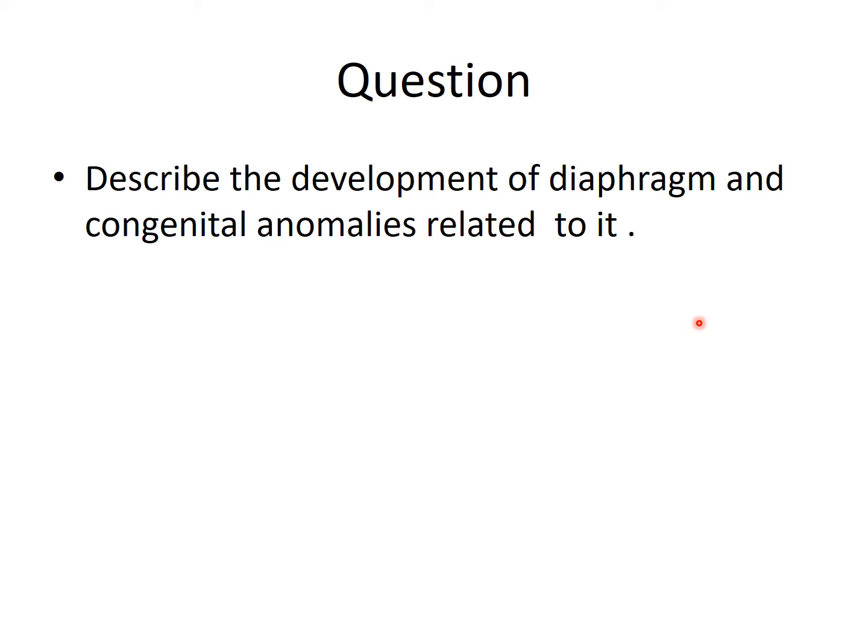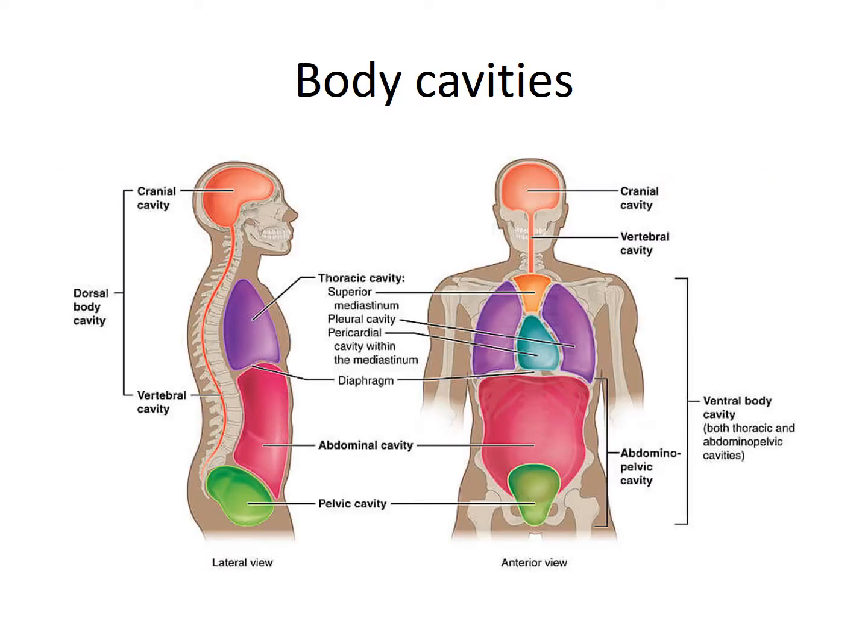The question that is important to concern with today's topic is the development of diaphragm and congenital anomalies related to it. Now let us see what are the body cavities and how the diaphragm separates them and what is the importance of the diaphragm. The body cavities here we are concerned with are the pleural cavity, pericardial cavity and peritoneal cavity.